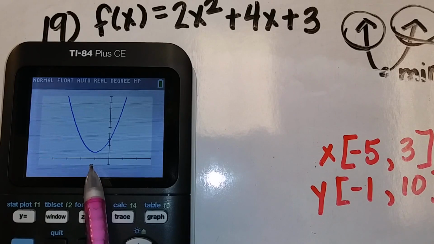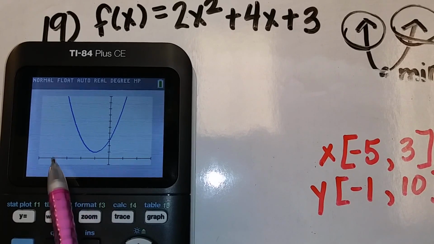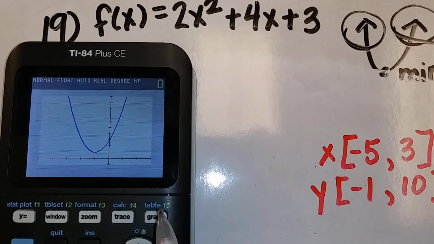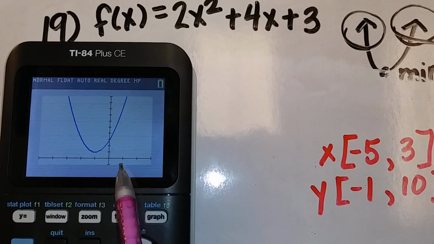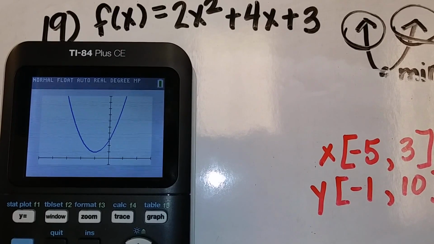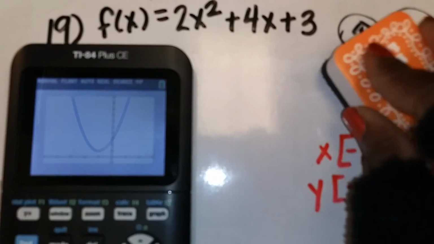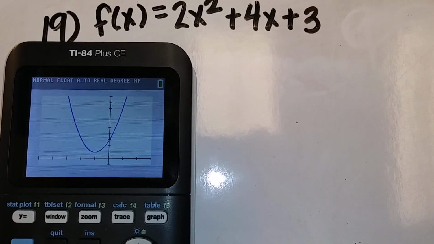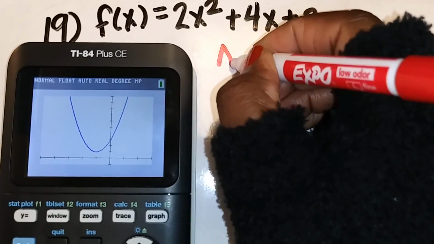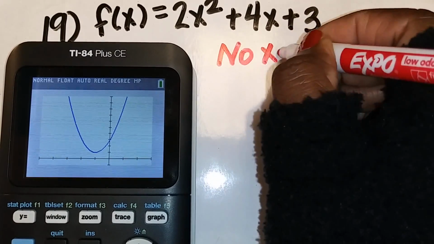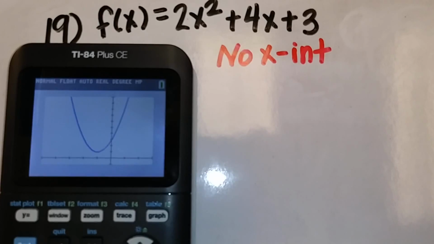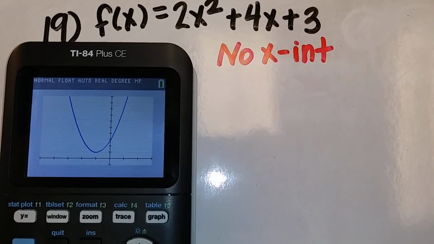I see that it does not have an x-intercept. It does not cross the x-axis anywhere. So you don't say 0. You do not say 0 for x-intercept. You just say no x-intercept. So for this, I'm going to say no x-intercept. Do not write 0 because 0 is a number on the graph. You just say no x-intercept.